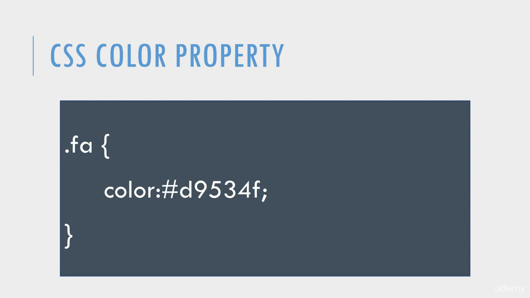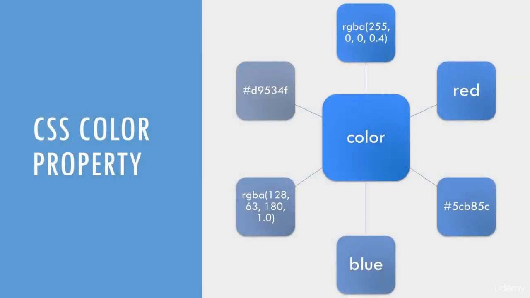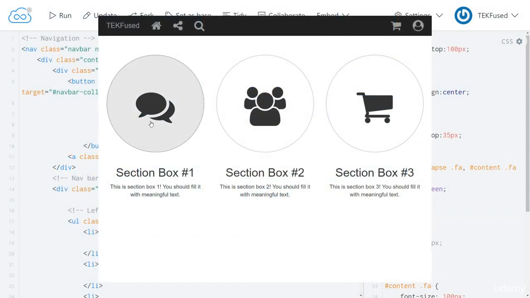We're applying it to our Font Awesome class, and here's a color property with a hex value. There's a wide range of possible values when it comes to the color property. You can use the RGBA scheme, you can call out some colors by their name, or you can use the hex value representation. Let's take a look at this in action. Here are the icons. We're going to go ahead and change the color of these.